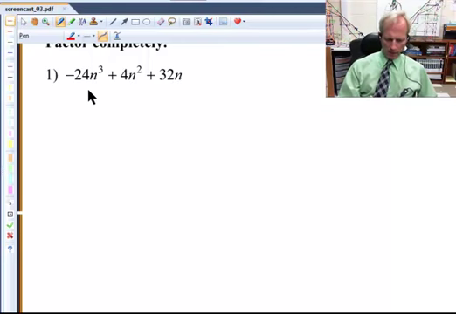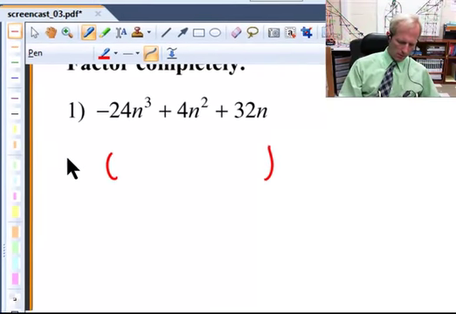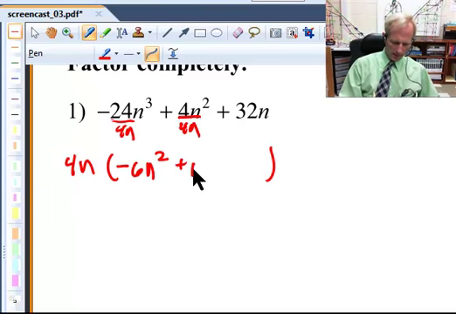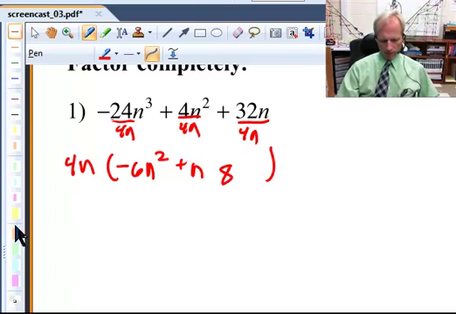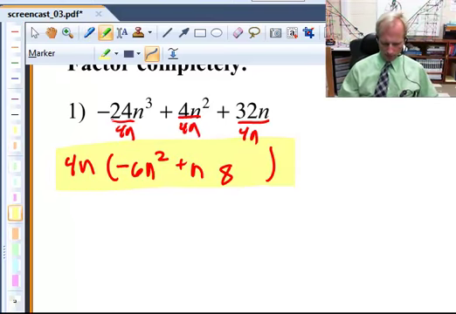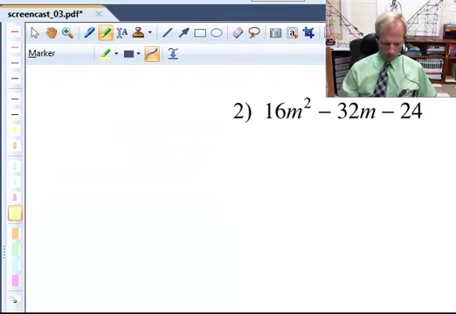The first problem here, I can tell that I'm going to have a common factor, because all three terms are divisible by 4. And then I can also see that I can divide out an n as well. So I'm going to write 4n outside the parentheses. Then I'm going to divide each term by 4n. And that's going to leave me with negative 6n squared. Here it's going to leave me with n. And here it's going to leave me with 8. And after that I'm all set. I can't factor any further. Alright, let's move on to the next one.